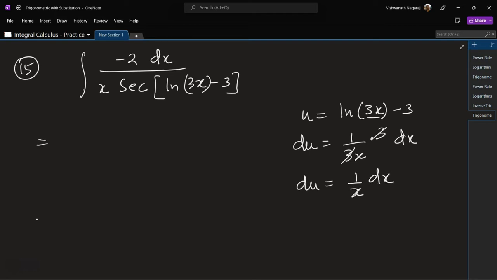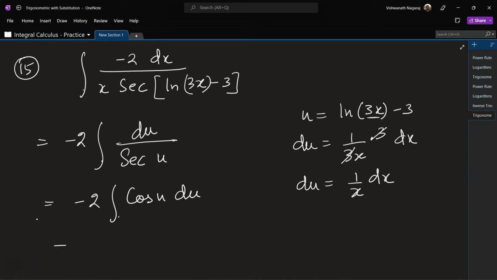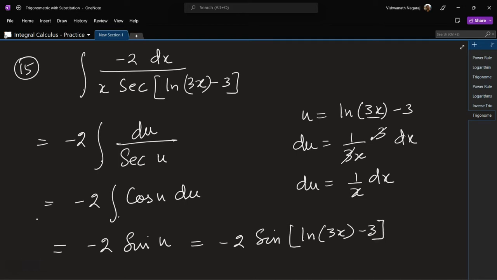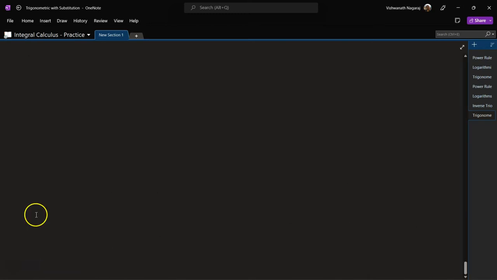And if we take minus 2 out, we do have 1 by x dx. So this becomes du by sec u. If we bring sec u to the top, we get cos u du. And if we integrate cos u, we get sin u. And substituting back, so sine of natural log of 3x minus 3. So this is the integral of that expression, plus c.